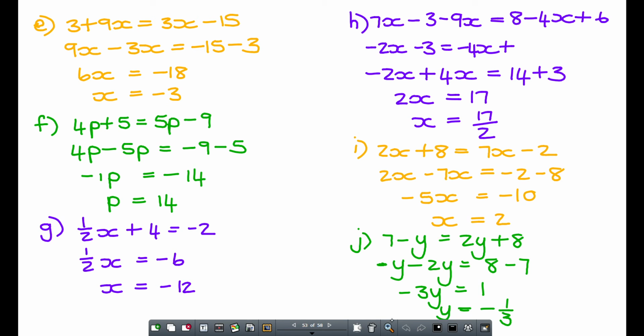Now I've got to get rid of that minus 3. So I divide both sides by minus 3. And that's how I get y is equal to minus 1 over 3. You say minus 1 over 3 or 1 over minus 3? It doesn't matter. Same thing. 1 over minus 3 is the same as minus a third. Okay. Right. Any other questions here?